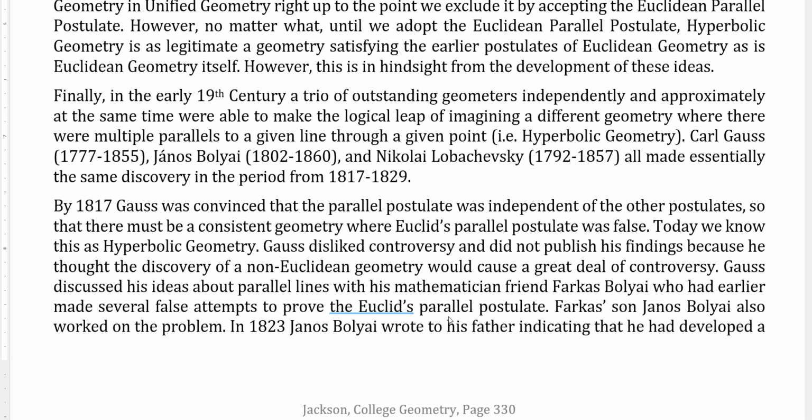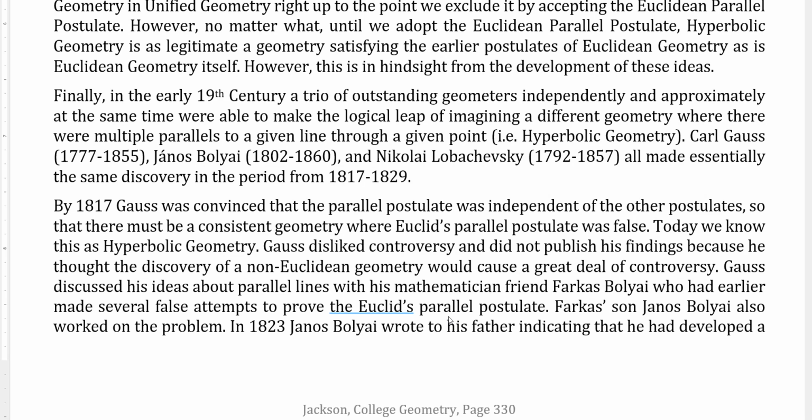We now know that by 1817, Gauss was convinced that the parallel postulate was independent of the other postulates, so that there must be a consistent geometry where Euclid's parallel postulate was false. Today we know this is hyperbolic geometry. Gauss disliked controversy and did not publish his findings, because he thought the discovery of a non-Euclidean geometry would cause a great deal of controversy. And actually, he was right about that.